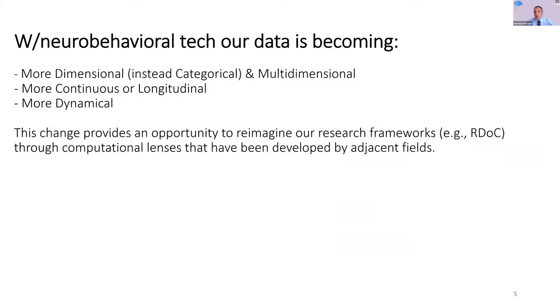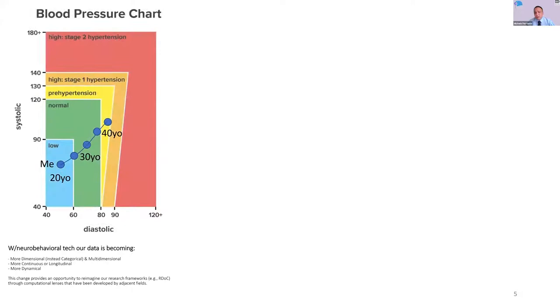So why is this necessary? NIMH is spending a lot of money, resources and time on collecting more dense multidimensional data that are continuous and longitudinal. It's an interesting concept that we collect this data and still we show it in a static way. Why is this so important? It's not only about the way the data looks, it's also about the fact that we can actually have a true impact.